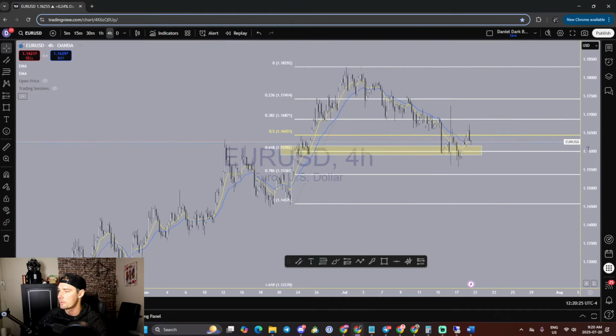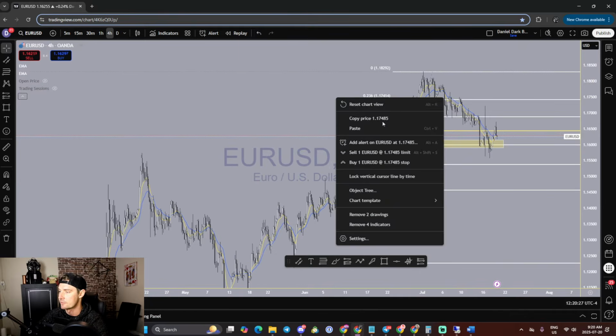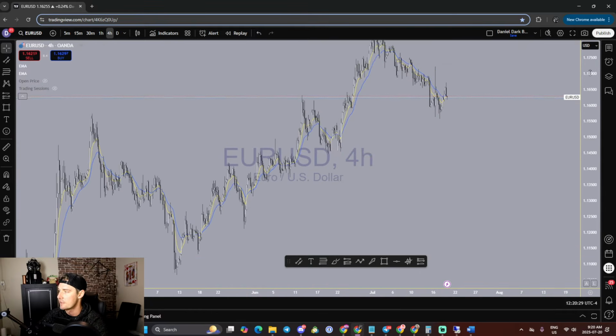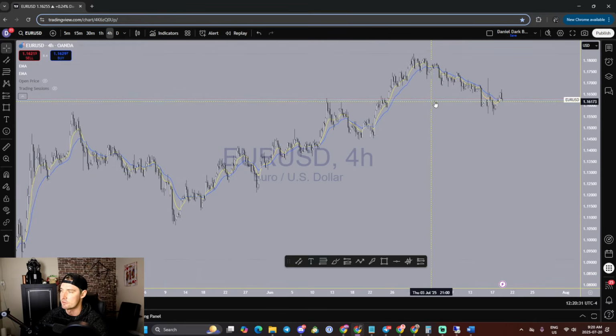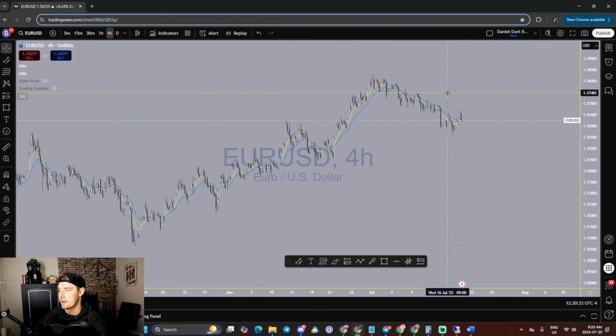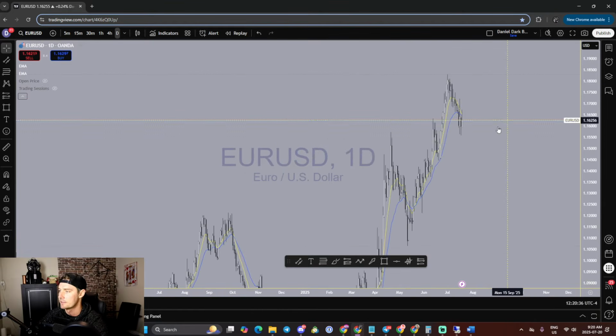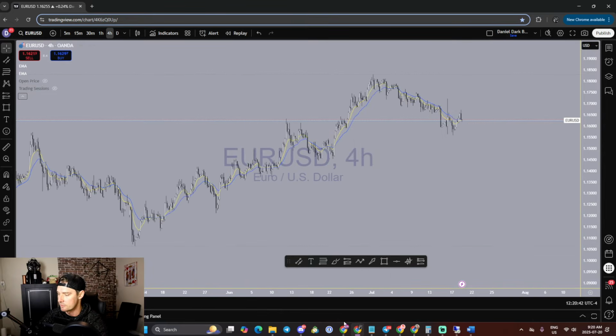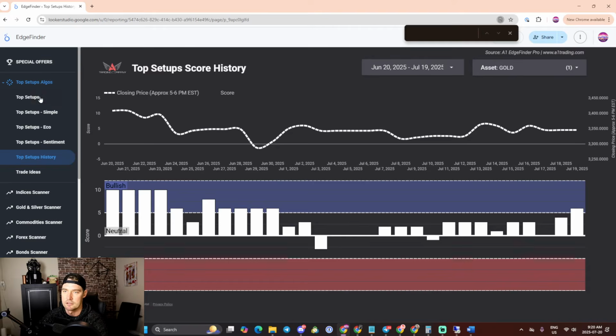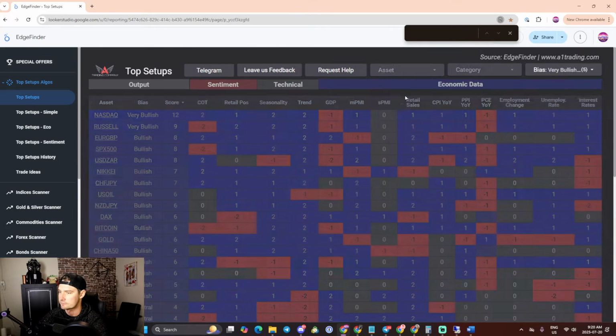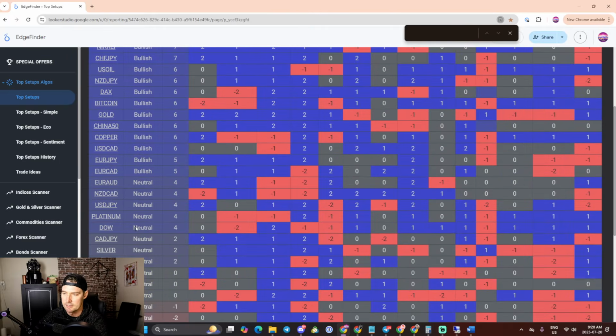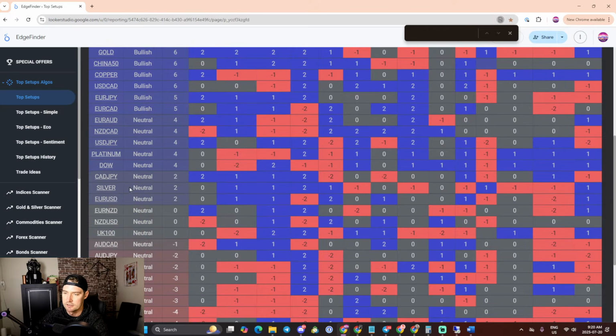So actually, I want to show you a couple things that are interesting. I'm just going to close this so it doesn't confuse us. Now, if we're looking at the trend, the overall trend is bullish, right? It's pretty bullish, especially if we look at the daily chart here. It's very bullish, right? But let's go back to the EdgeFinder, and I will show you something interesting under top setups here. EURUSD is actually neutral in the scoring now, and it's gone.